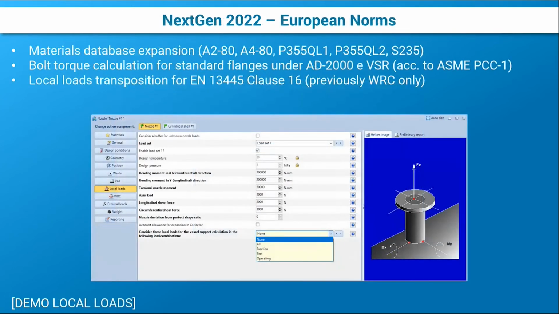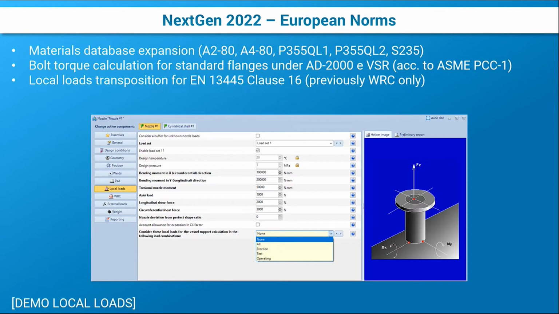Okay, as for the European norms, so German EN and Italian codes, we expanded the materials database. We usually improve the material database every iteration of NextGen. So if you need materials, you can ask us to introduce them, and we see if they are available as a standard, we can introduce them.